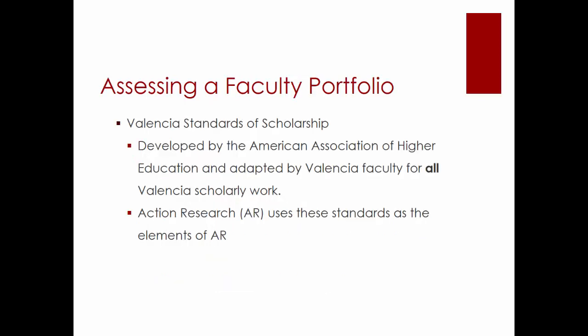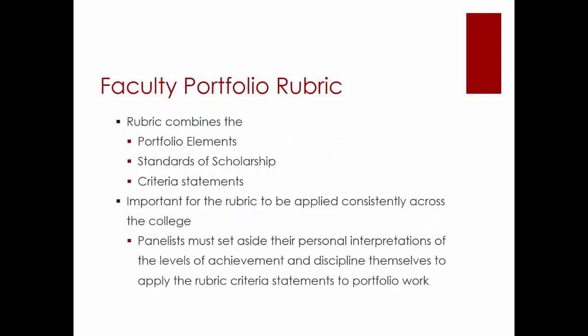Faculty portfolios are assessed using Valencia's standards of scholarship. These standards were developed by the American Association of Higher Education and adapted by Valencia faculty for use in all of Valencia's scholarly work. In fact, those of you familiar with action research will recognize these standards as the elements of action research too. Valencia's faculty portfolio rubric combines the portfolio elements, standards of scholarship, and the criteria statements. These criteria statements describe the quality of performance for each level of achievement within a portfolio element.